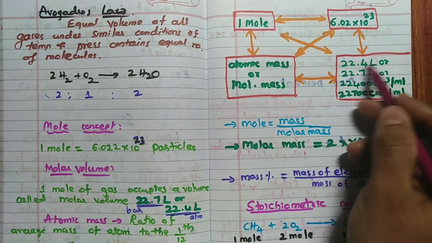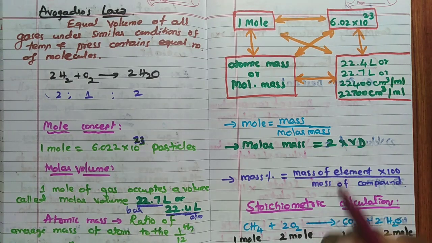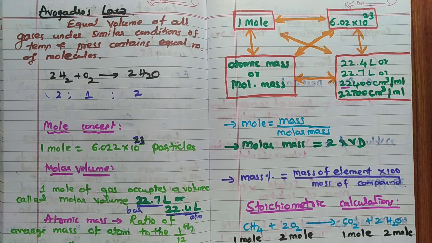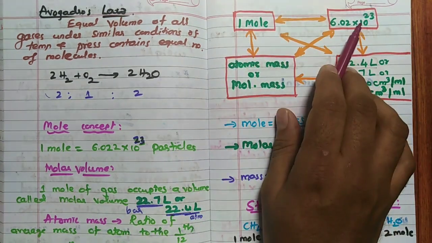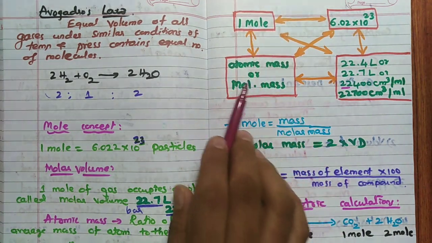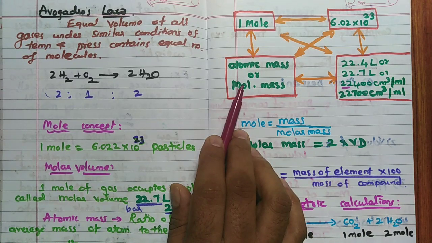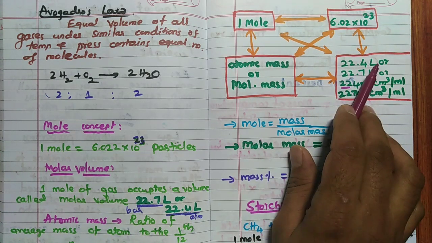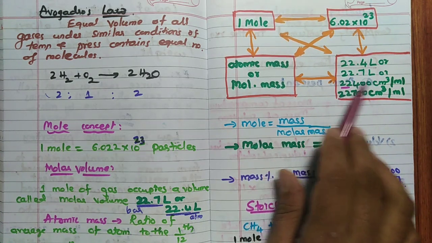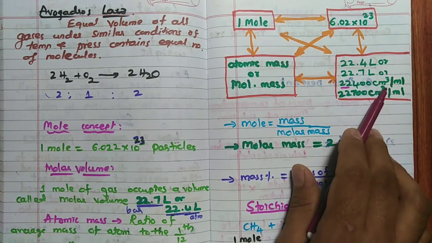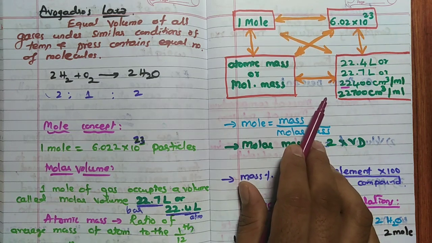Atomic mass or molecular mass, 22.4 liter or 22.7 liter. Just consider 22.4 liter or 22,400 cm cube. It's better. Now how to read? Say 1 mole of any substance will have these many particles. 1 mole of any substance is nothing but the atomic mass or molecular mass of that compound. 1 mole of any gas occupies 22.4 liter of volume, or 22,400 cm cube of volume. Cm cube or ml, it is milliliter.